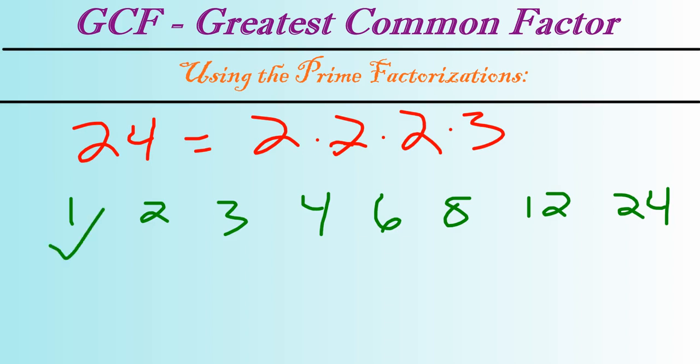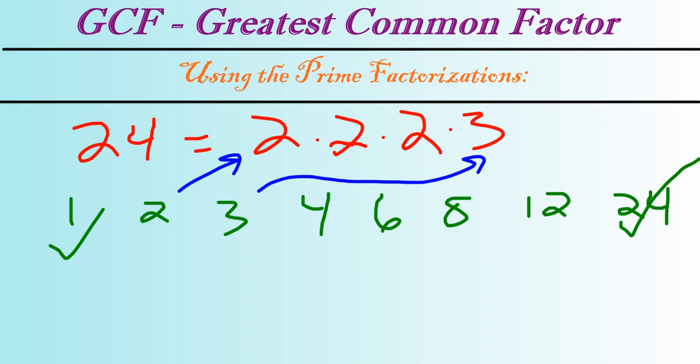1, we just sort of have to take on faith. We can say this is 2 times 2 times 2 times 3 times 1. And so 1 is a factor of everything. 24, of course, is a factor of 24 because we just take that whole collection of primes. But every single other factor of 24 is in the prime factorization somewhere. 2, for example, is just one of those 2's. 3, for example, is just the 3.